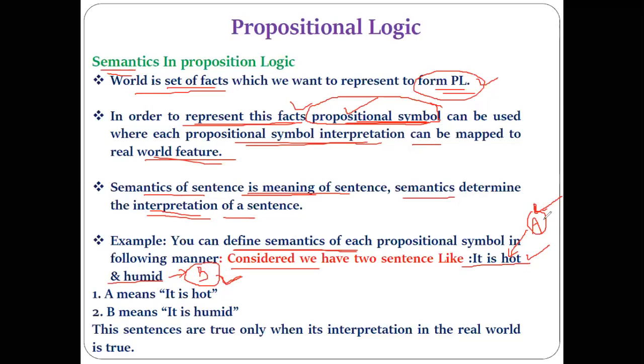Now what is the meaning of this A? What is the semantics of this A then? The semantics of this A is nothing but it is hot, and the semantics of B is nothing but it is humid.